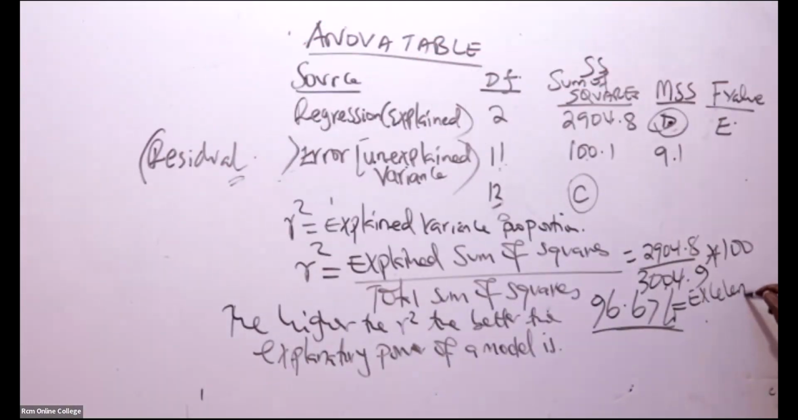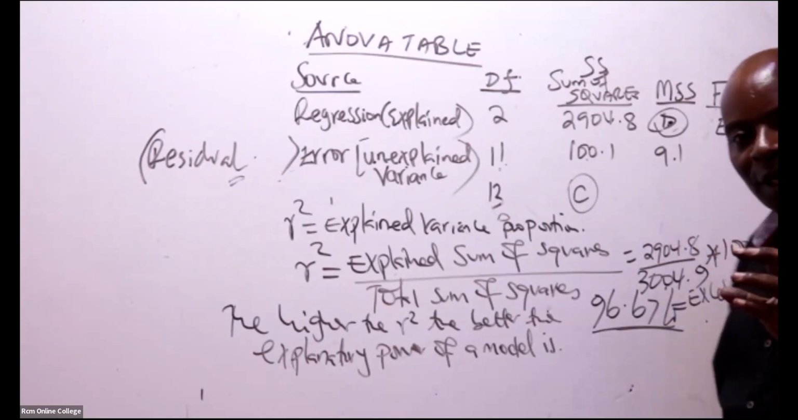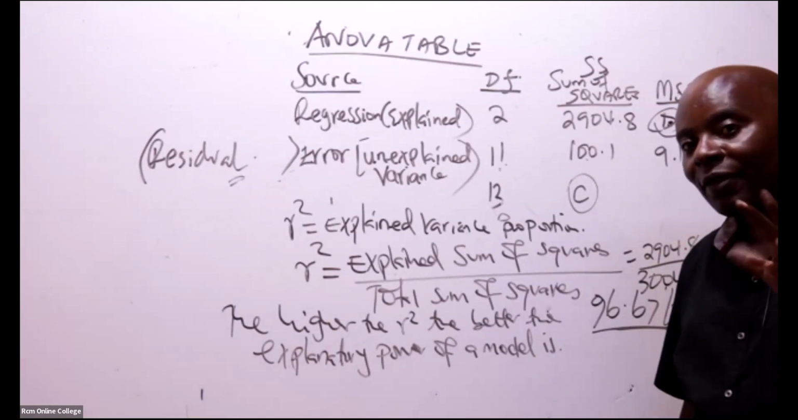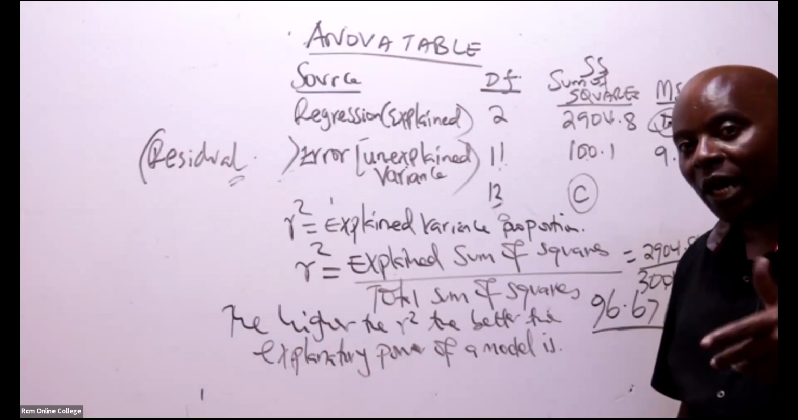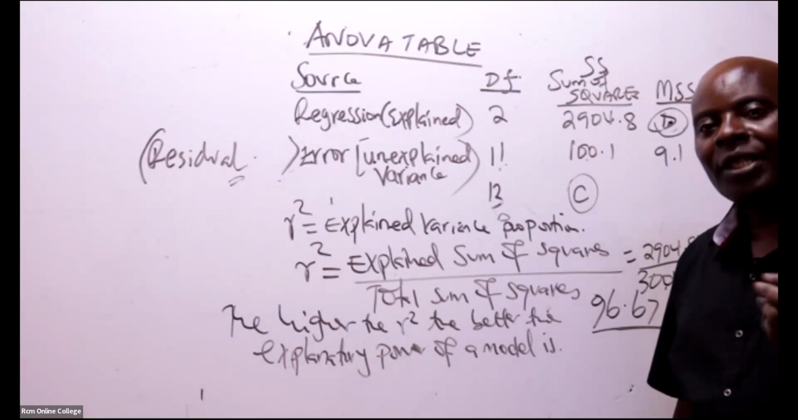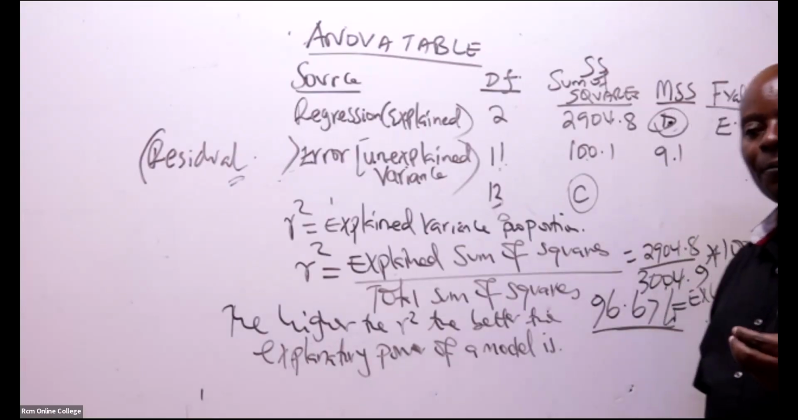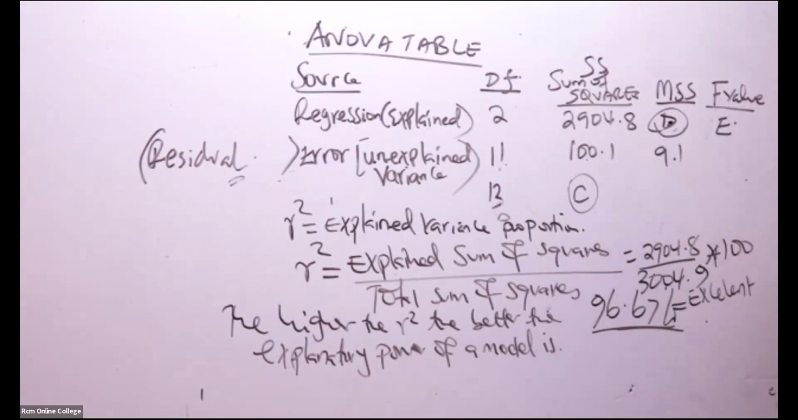Excellent. Because our model, in terms of variations, we are able to explain up to 97%. We can only not account for 3%. This is really good. This is exceptional. This is excellent. So the higher the R squared, the better the explanatory power of a model is.